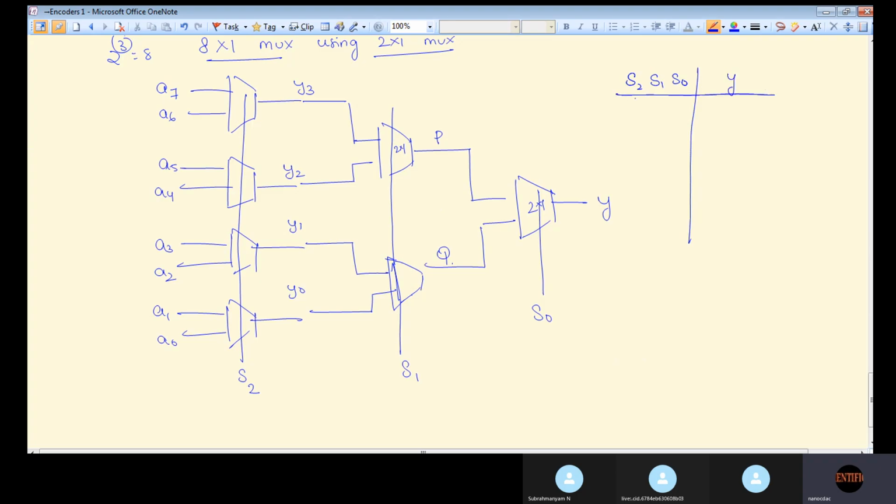Okay. So for the S2, S1, S0 combination 0, 0, 0, shall we look? This is 0, this is 0. Same concept. Okay, for 0, the first input: Y3 will be equal to A7. Tell me fast. Y2 is equal to A5. Y1 is equal to A3. Y0 is equal to A1. Okay, so P will be equal to what? P is equal to A7. Q will be equal to what? A3. Y will be equal to what? A7. For 0, 0, 0, A7 came.